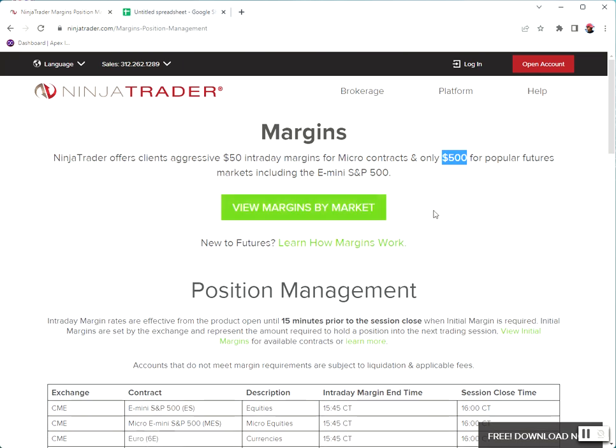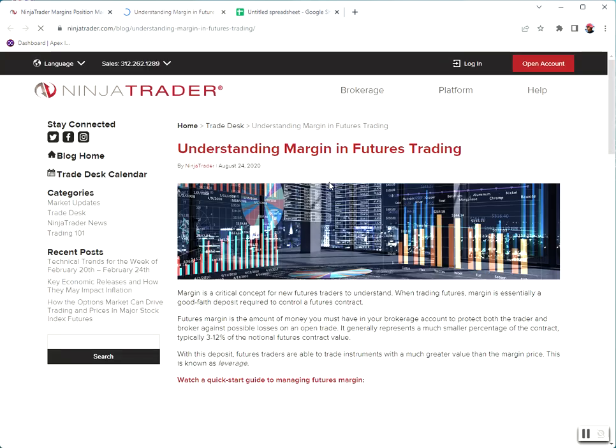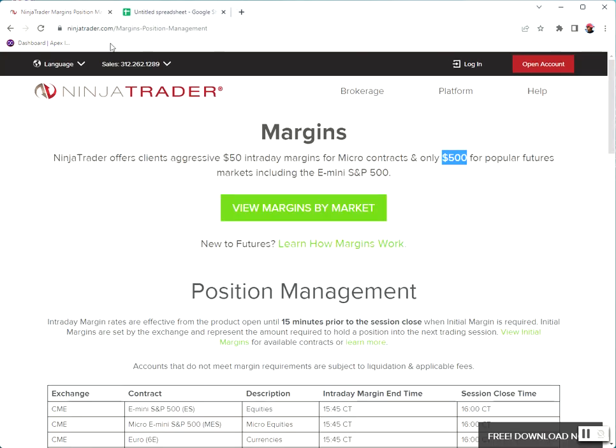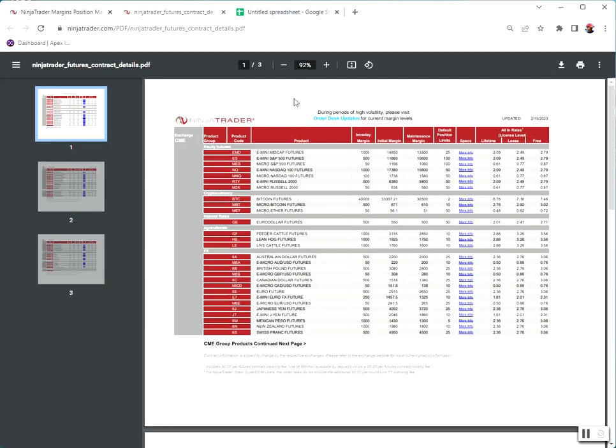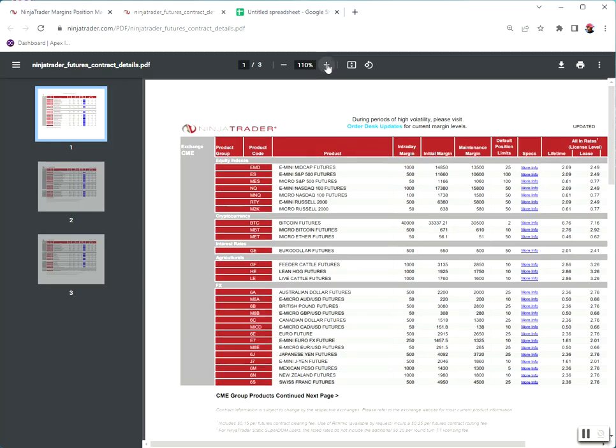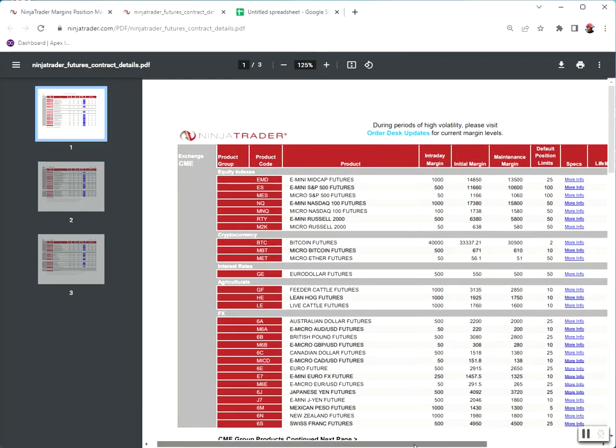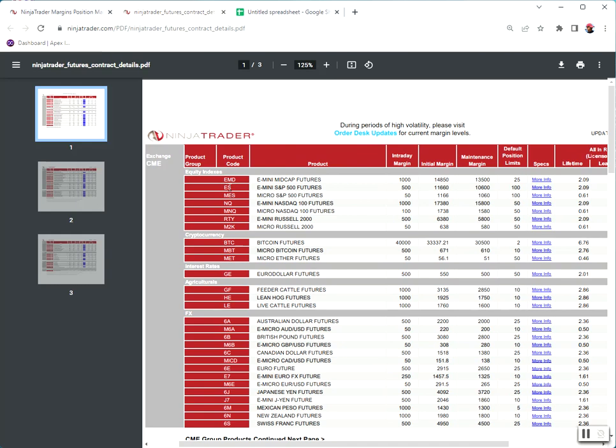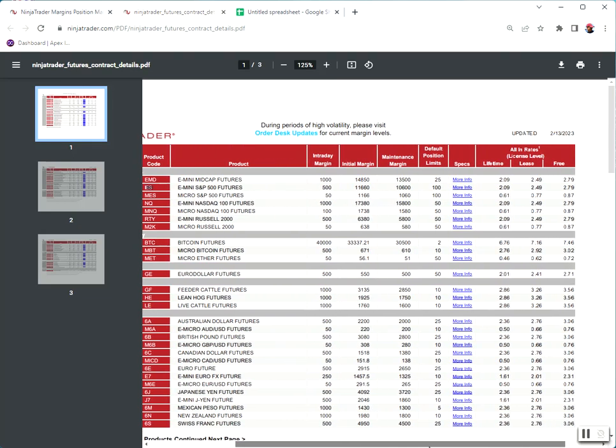Now, there's gold and oil. These are the markets that we also trade. These are the instruments we trade. For gold, this is their margin table. You will be able to see. Let's say ES is one of the instruments that we trade, E-mini S&P 500 futures. Intraday margin is $500. That means during the day, you need $500 to trade one contract.